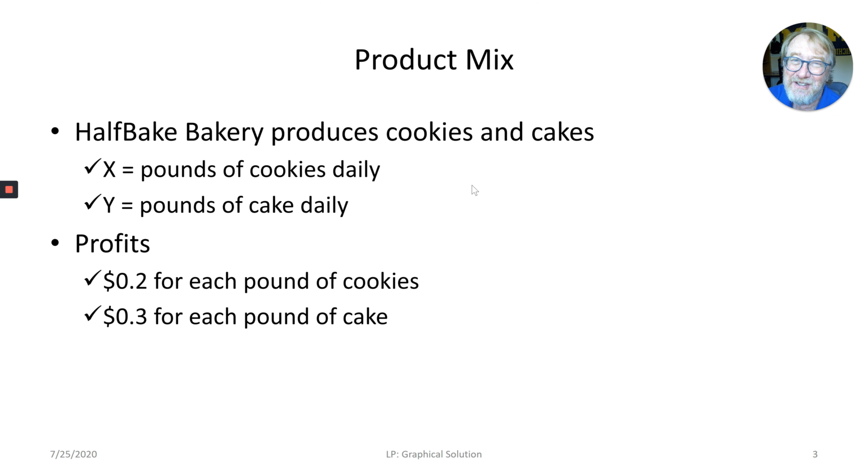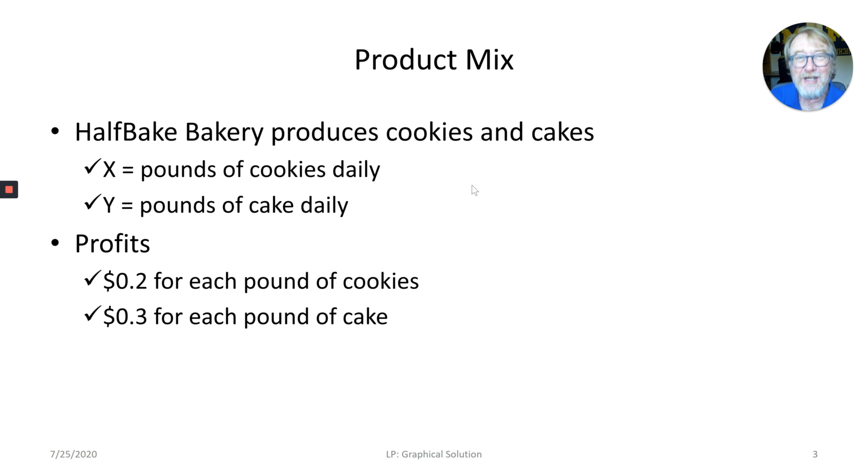I just really enjoy this example quite a bit because it's Half-Baked Bakery, and the bakery just makes two products, cookies and cakes. So it's a diversified baker, but it just makes cookies and cakes, that's all. And so every day they have to come up with their production schedule. Well, how many cookies are we going to make today, and how much cake should we make today, right? And we know something from the marketing people, perhaps, that we make 20 cents for every pound of cookies and 30 cents for every pound of cake.